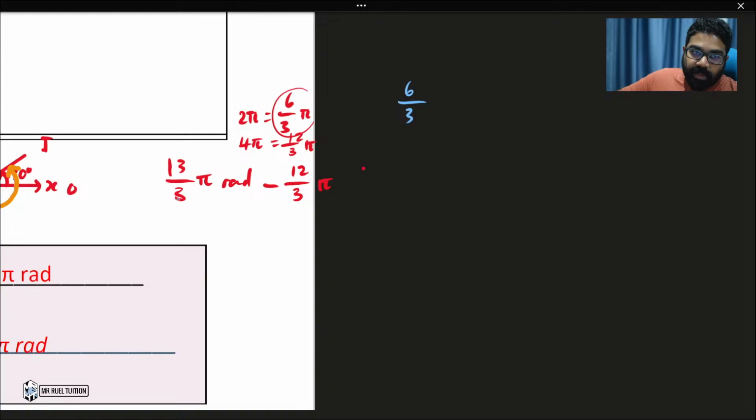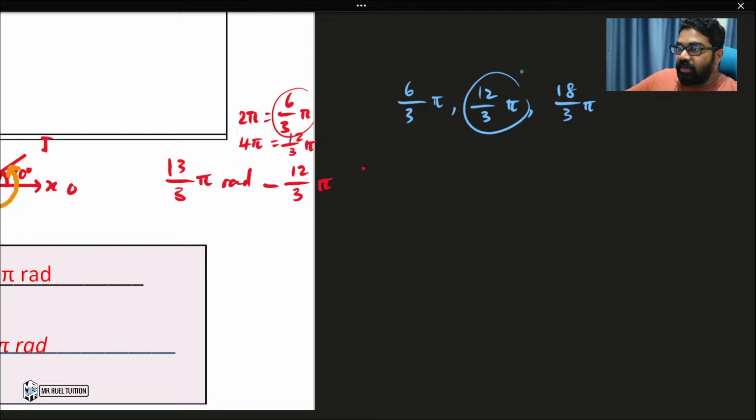Guna penyebut yang sama lah. Use the same denominator, easy, isn't it? 6 over 3 pi is 2 pi. So the next one will be, ini darab 2. Plus another 6 over 3, 12 over 3. Tambah lagi 6 per 3, another 6 over 3. Then we will get 18 per 3 pi, like that. So apakah gandaan paling besar? What is the largest multiple in 13 over 3? 12 per 3.